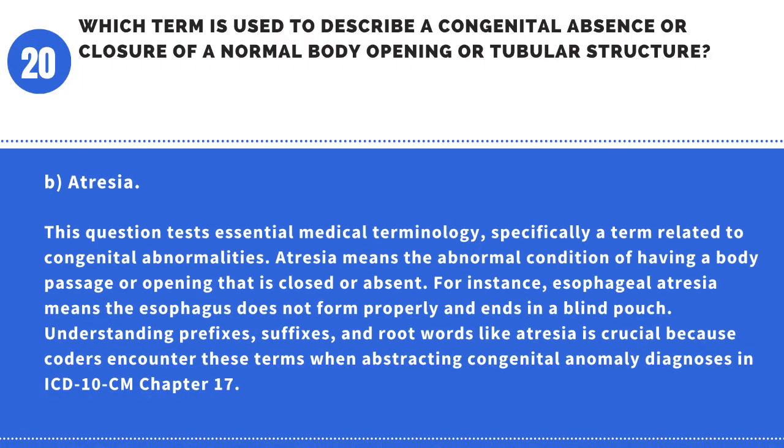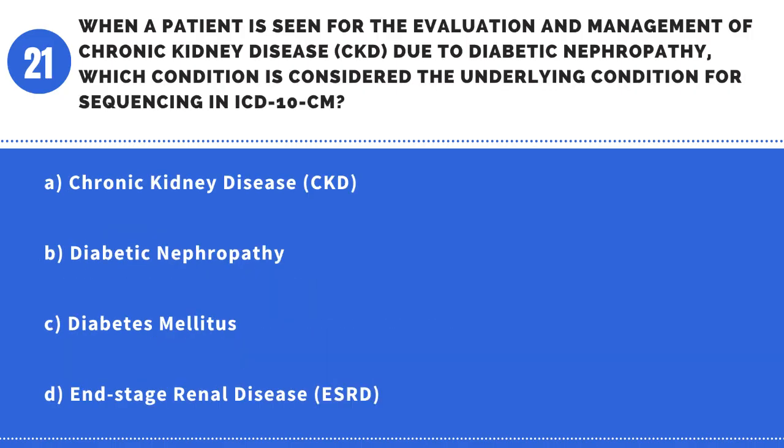Atresia. This question tests essential medical terminology, specifically a term related to congenital abnormalities. Atresia means the abnormal condition of having a body passage or opening that is closed or absent. For instance, esophageal atresia means the esophagus does not form properly and ends in a blind pouch. Understanding prefixes, suffixes, and root words like atresia is crucial because coders encounter these terms when abstracting congenital anomaly diagnoses in ICD-10-CM Chapter 17.